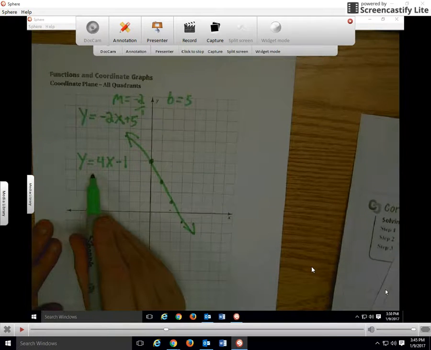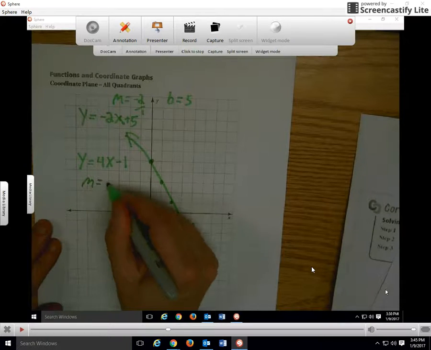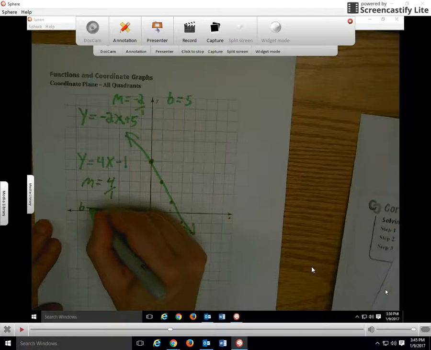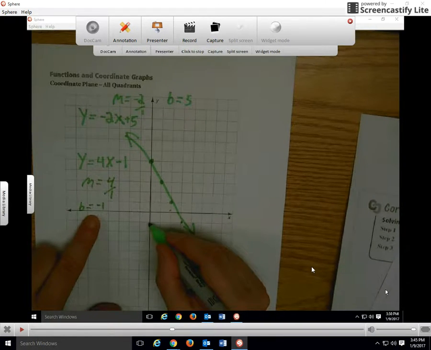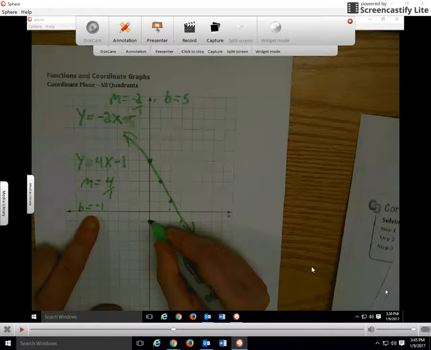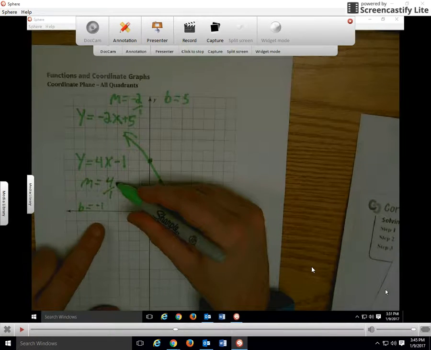y equals 4x minus 1. Well, the m is 4, or if you want, 4 over 1. And the b is negative 1. So we'll start with the b at negative 1. And then we'll do the slope, or rise over run.